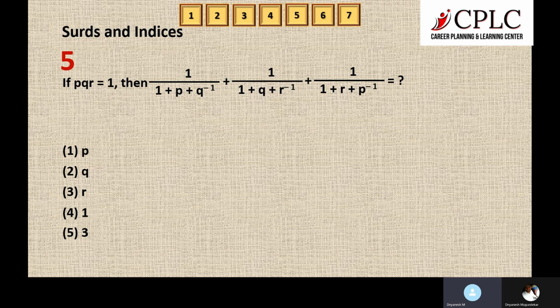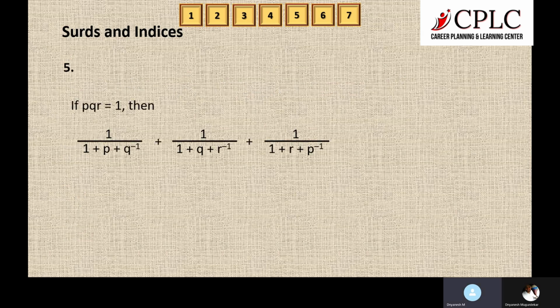And the beauty of cyclic expressions is that their sum is always 1. So the value of this expression will not be dependent on the values of P, Q, R. P, Q, R can be anything, can be fractions, positive numbers, negative numbers, literally anything. But the sum of these expressions will always be 1 because they are cyclic expressions.